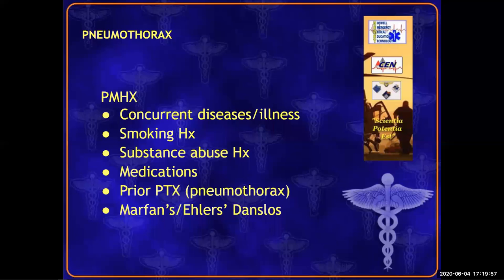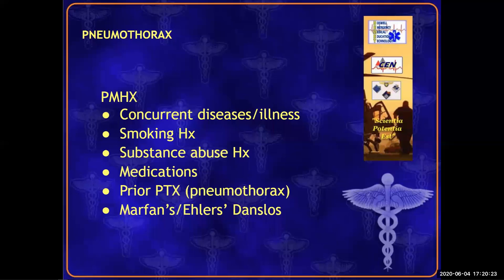Ehlers-Danlos patients, by the way, are also at higher risk for vascular problems like subarachnoid hemorrhages, aneurysms and dissections. You can look these up on your own, but as far as the pneumothorax, if they have one of these two, you might lean towards, yeah, let's go ahead and get the chest x-ray. Marfan's or Ehlers, sometimes Ehlers-Danlos is written as ED as a shorthand.